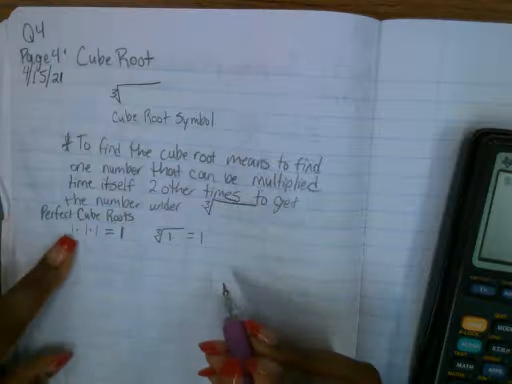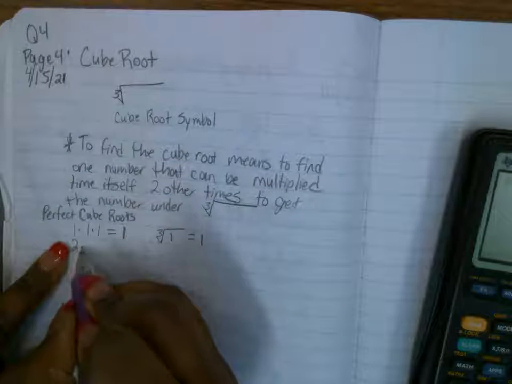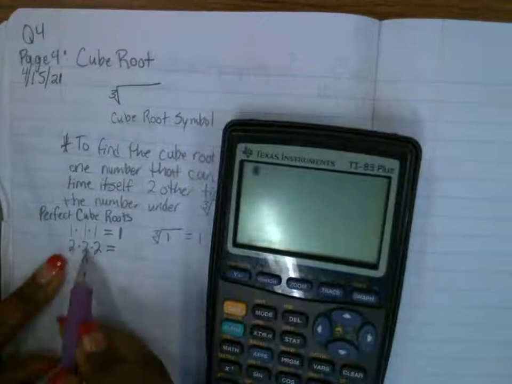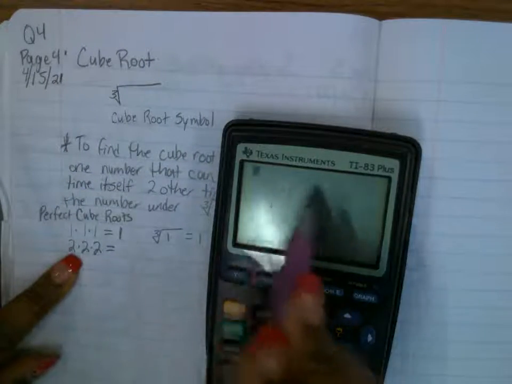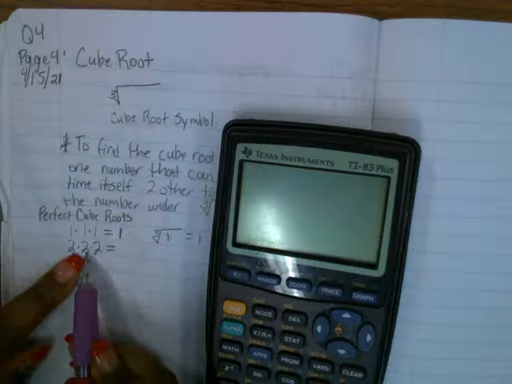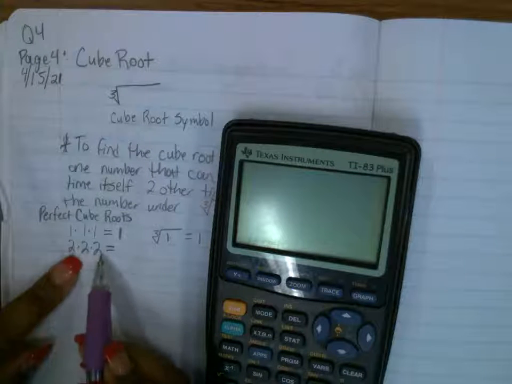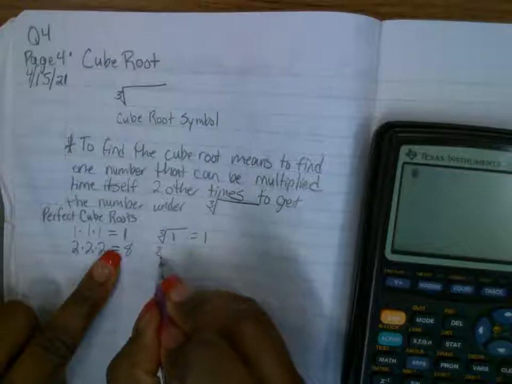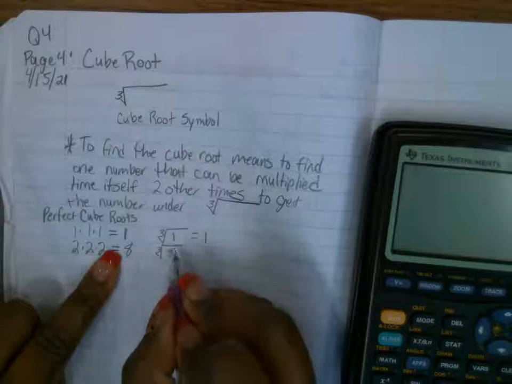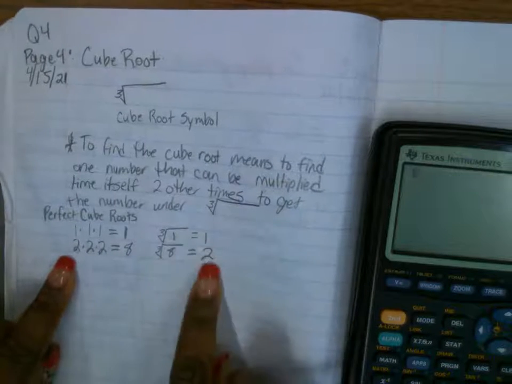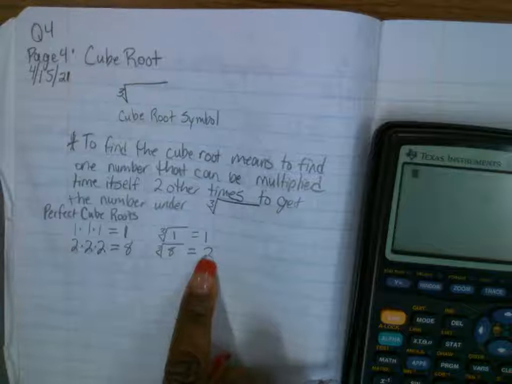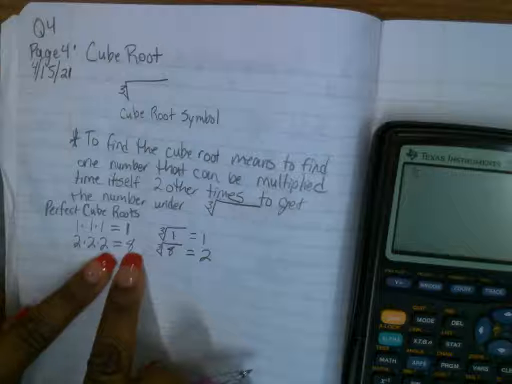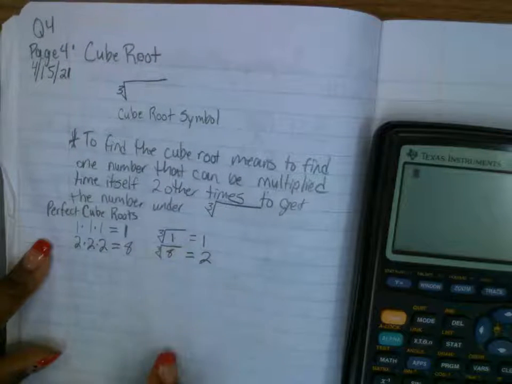Okay. The next one is going to be 2 times 2 times 2. Okay, so look at what that is. We know 2 times 2, if you want to type it in your calculator, you can. 2 times 2 is going to be 4. And then 4 times 2 is going to be what? 8. So the cube root of 8 is equal to 2 because 2 times 2 times 2, written 3 times, is equal to 8. So this is another perfect cube root.